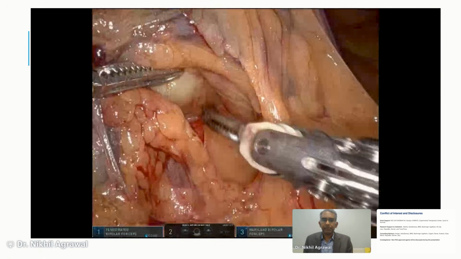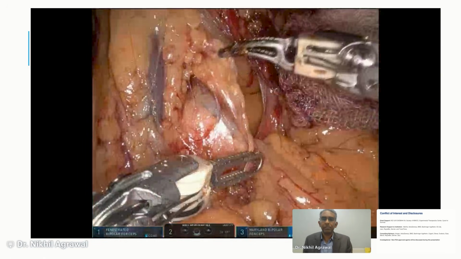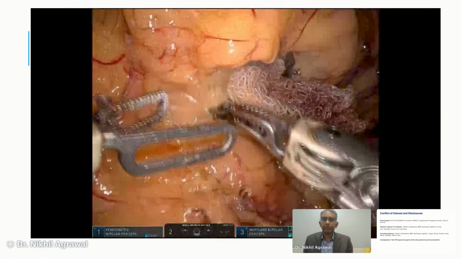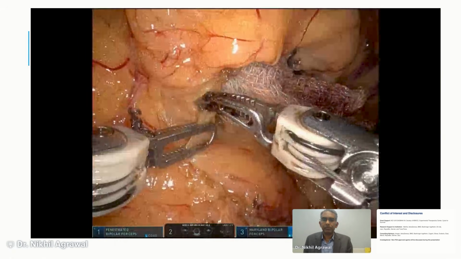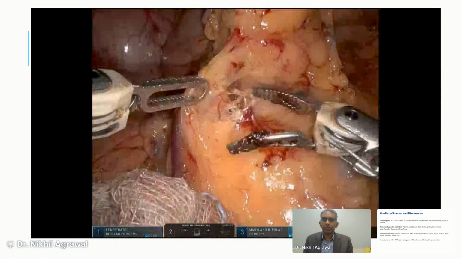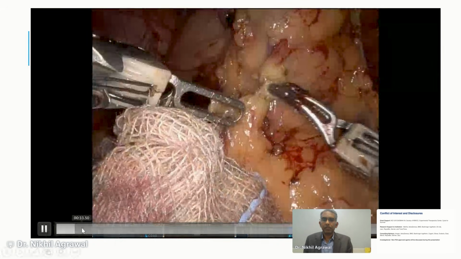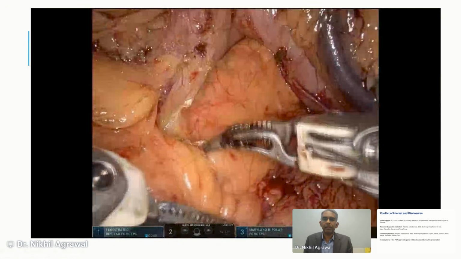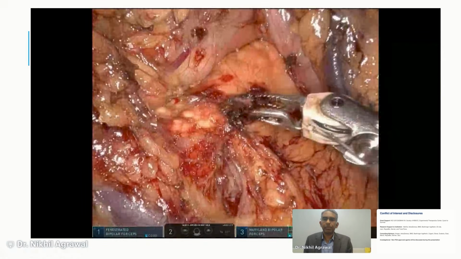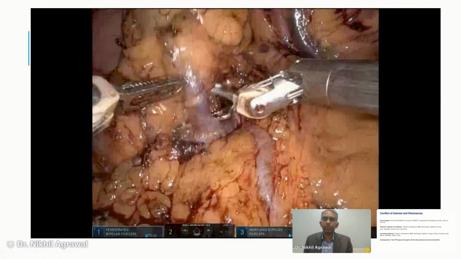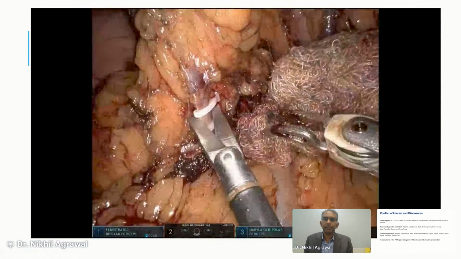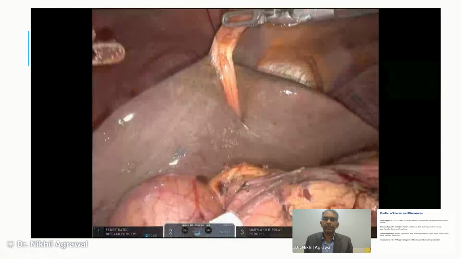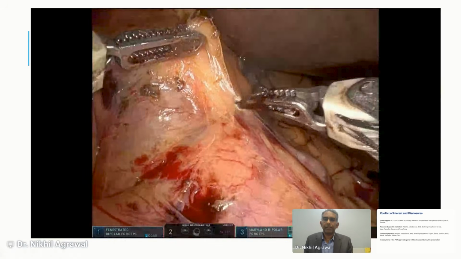We start the dissection. We are taking off the omentum. We'll reach the pancreas, and then we will demonstrate the gastroepiploic vein. We will take the gastroepiploic vein at its insertion into the portal vein. This is the gastroepiploic vein. This is clipped and divided. We retract the liver.